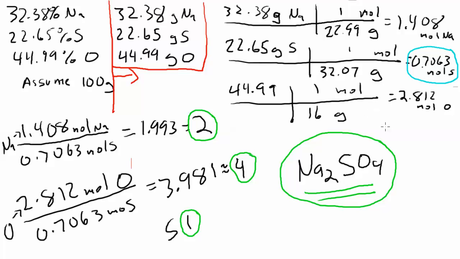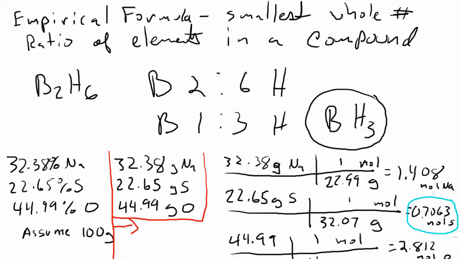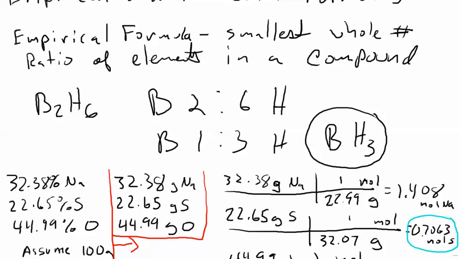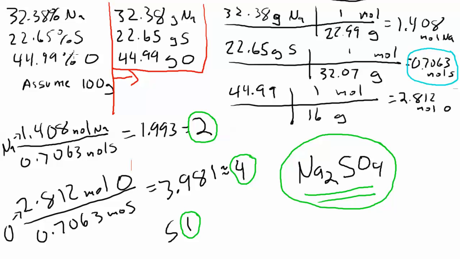So that pretty much wraps it up for empirical formulas. It's the smallest whole number ratio of the elements that are in a compound, and you can find that smallest whole number ratio if you're given percent composition or masses of the elements that are in a sample of a mystery compound by turning those into moles and dividing them by the smallest amount of moles to get your smallest whole number ratio.